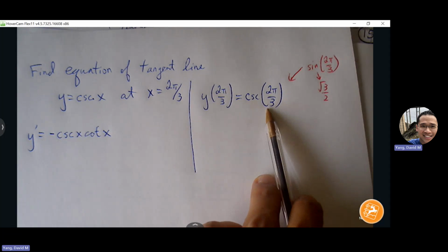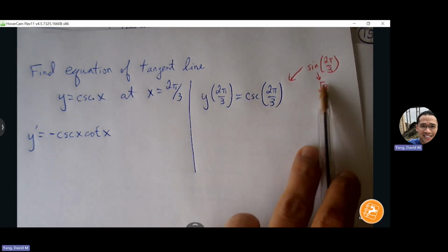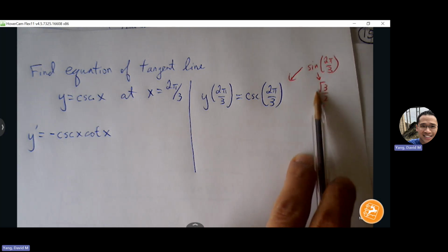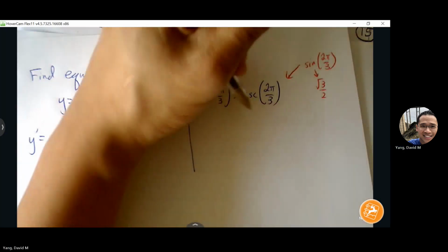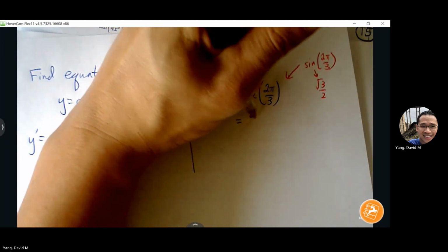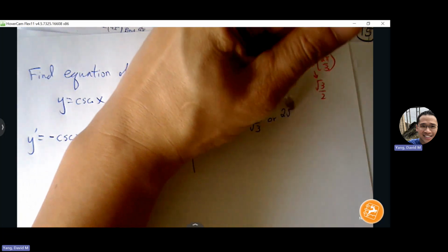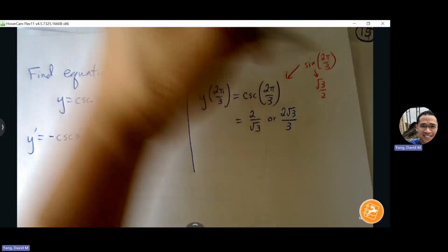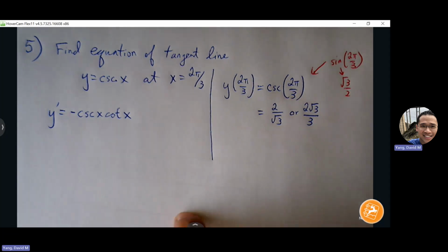So therefore, cosecant of 2 pi over 3 will be what? If this is sine's ratio, then what's cosecant's ratio? 2 over root 3. Right? Leave it like that, or you can write it as 2 root 3 over 3. Either way, I'm not going to ever count off if you have a radical in the denominator. So that's our y value. That's our ordered pair. Next up, we're going to find our slope.